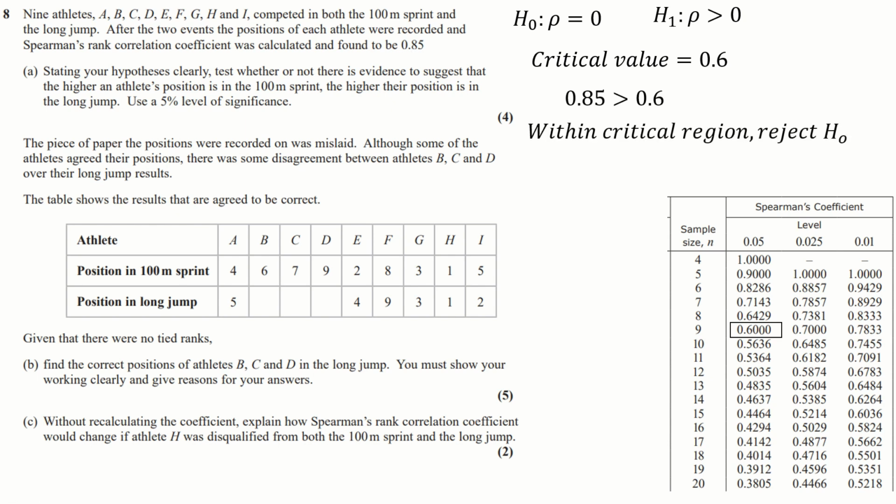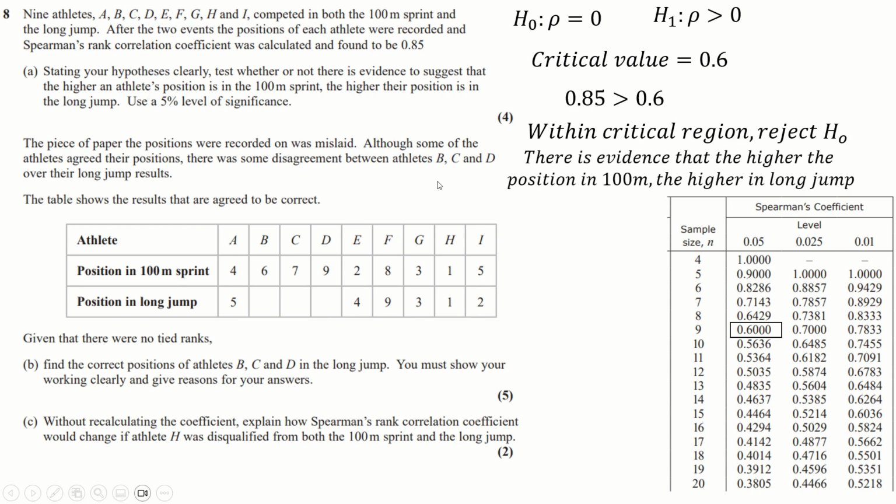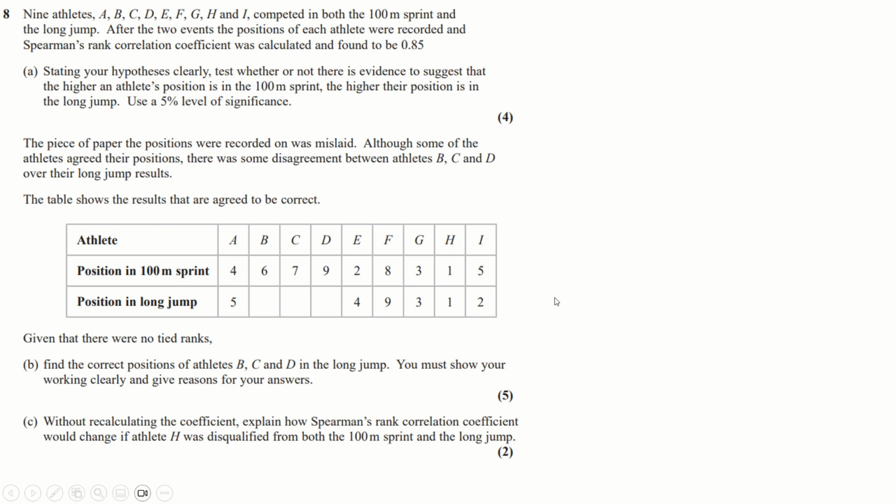That's in the critical region, and so therefore we're going to reject H0, and we're going to say there is evidence that the higher their position in 100-meter sprint, the higher their position in long jump. Again, putting some context in there every single time.